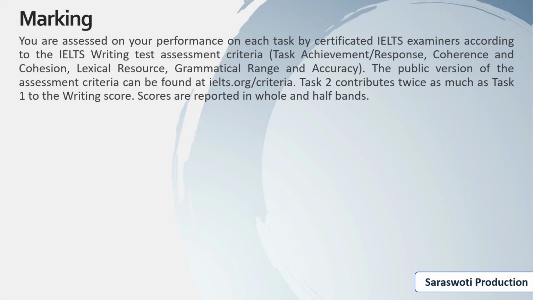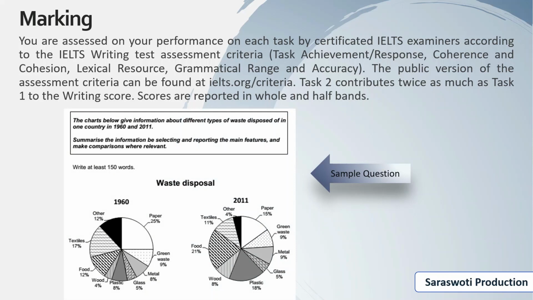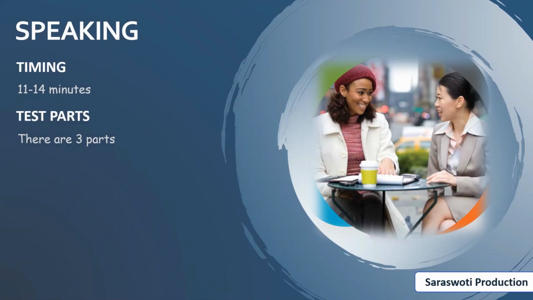Marking. Your performance on each task is assessed by a certified IELTS examiner according to the IELTS Writing test assessment criteria: task achievement or response, coherence and cohesion, lexical resource, grammatical range and accuracy. Task 2 contributes twice as much as Task 1 to the writing score. Scores are reported in whole and half bands. Speaking. Timing: 11 to 14 minutes.